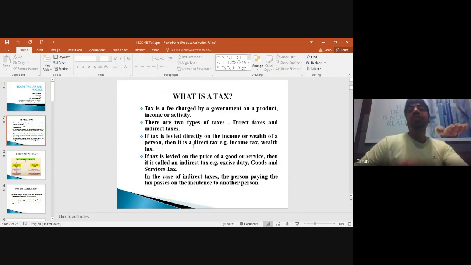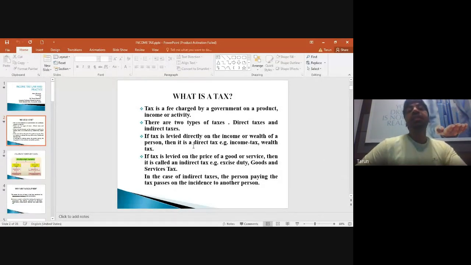Now, from the first slide, what is a tax? Tax basically is a fee that is charged by the government on any particular product, any income of an individual or person, or any economic activity. For example, if you go to a restaurant you have to pay tax on the goods that you have purchased, and in India that is called goods and service tax, which is GST. I will explain GST in detail in the upcoming slides.